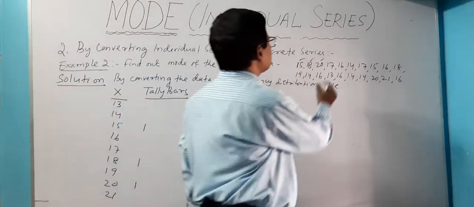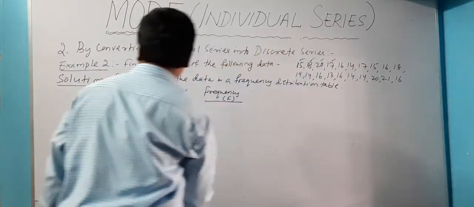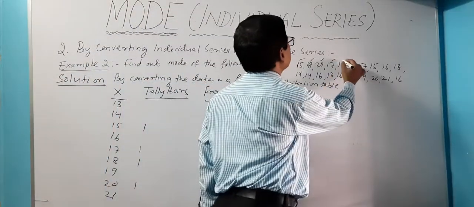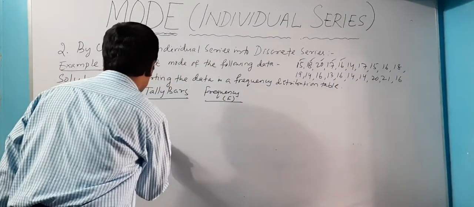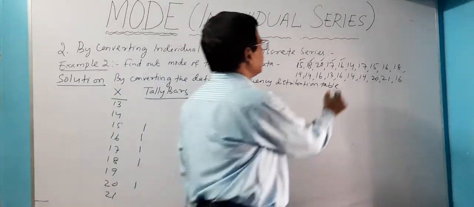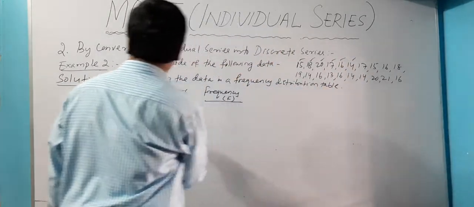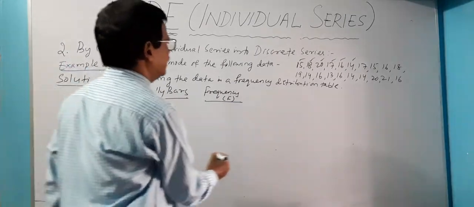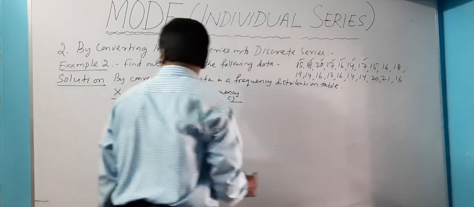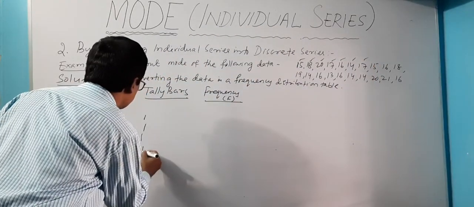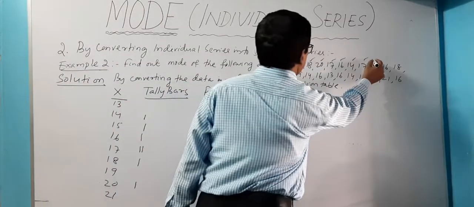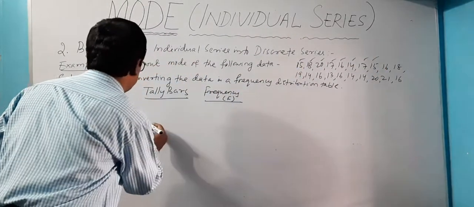Okay. Next is 17. Put a bar against 17. Next number is 16. Put a bar against 16. Next is 14. Put a bar against 14. What is the next number? 17. Put a bar against 17. Another bar. Okay, next is 15. Put a bar against 15.